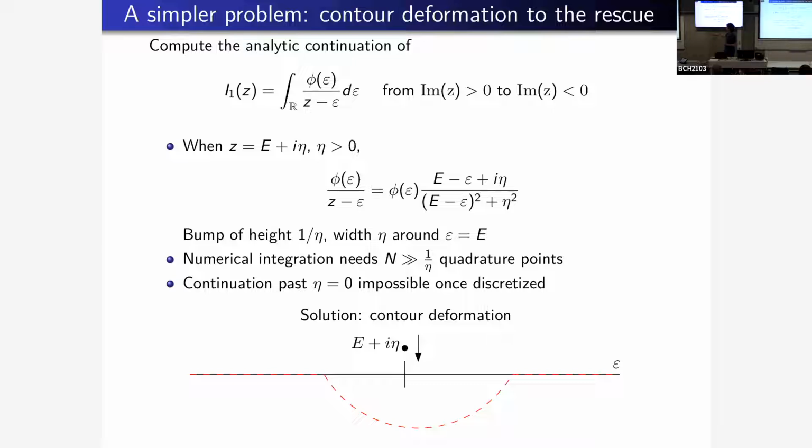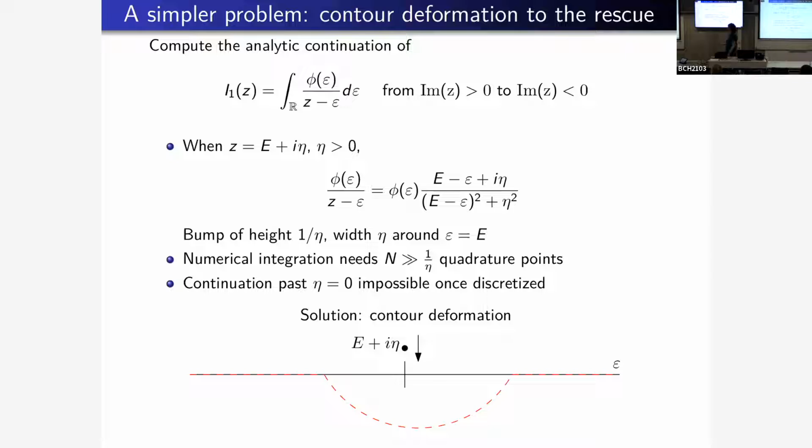Instead of integrating like this, you can integrate like this. And if you deform it this particular way, there's no problem with z going onto the real axis. So that defines a way of computing this on the axis or even below the axis. Yeah, so this is for the very easy case.